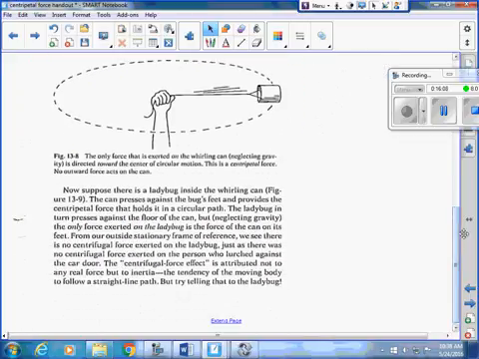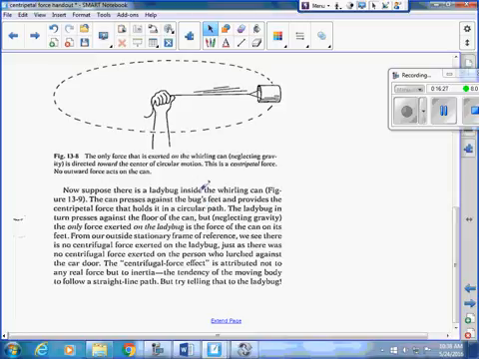Okay, now to further blow your mind. Imagine that there is a ladybug inside the whirling can. The can presses against the bug's feet and provides the centripetal force that holds it in a circular path. So the can will push on the ladybug and will hold it in that circular motion. In reality, it's what happens to the clothes in the washing machine.